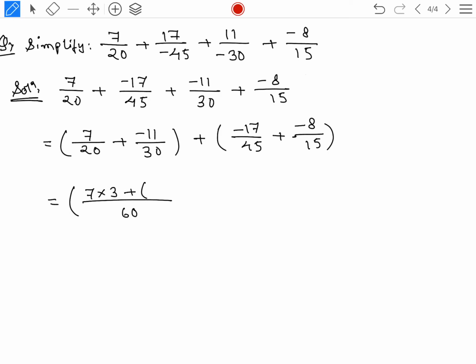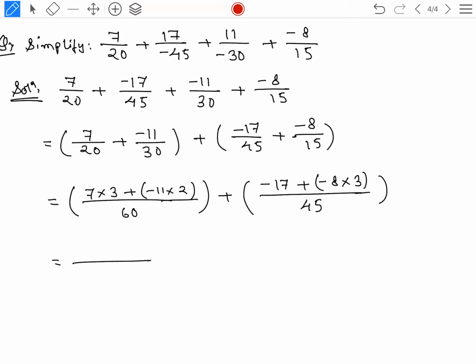So we can write 7 into 3 plus minus 11 into 2. Okay, plus in this case 45 and 15, the LCM will be 45 because 15 3s are 45. Okay, so minus 17 into 1 means minus 17. Okay, plus 15 3s are 45, so we'll write minus 8 into 3. Okay, in this step 60, then 7 3s are 21, plus and minus it is minus. Okay, and 11 2s are 22.